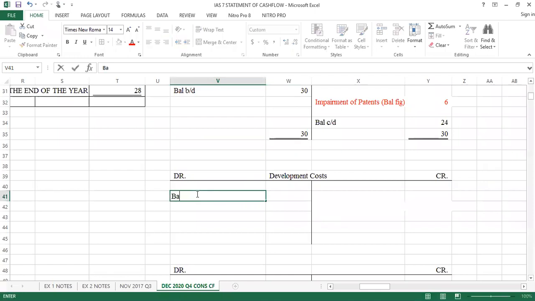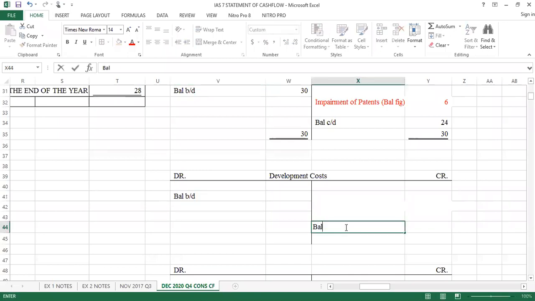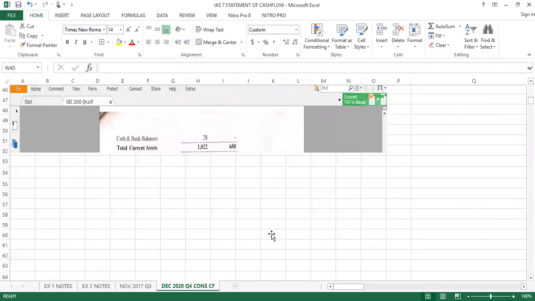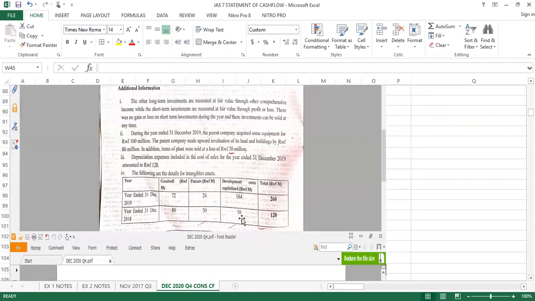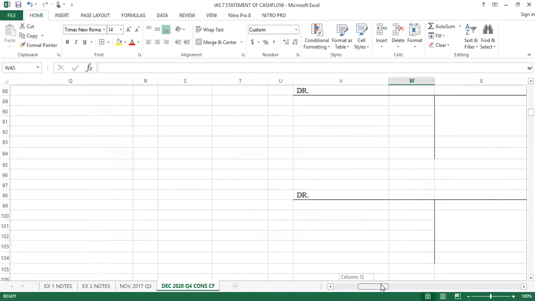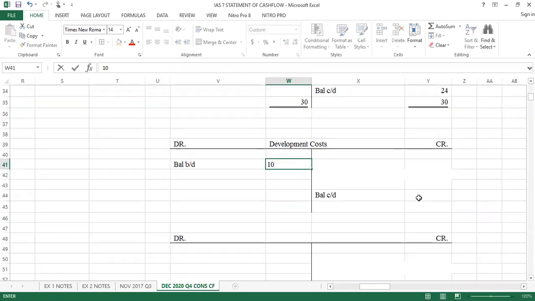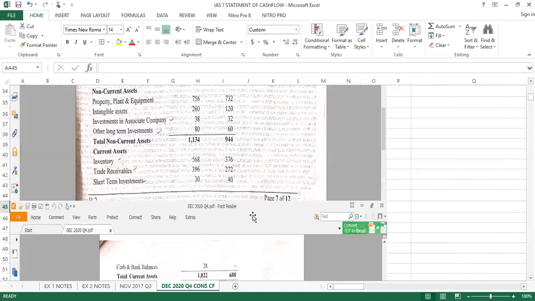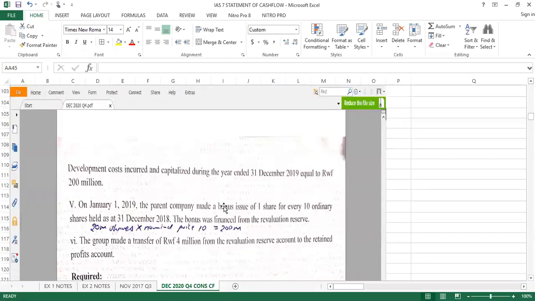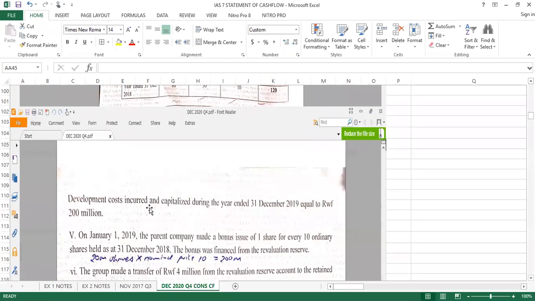Development cost. Again, balance brought down, balance carried down. Development cost is 10 and 164. So we have 10 and we have 164. But remember, there is something we were told here. The next statement: development costs incurred and capitalized during the year ended 31st December 2019 equals 200 million.